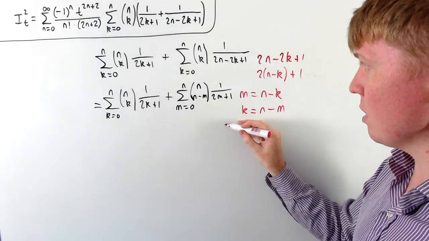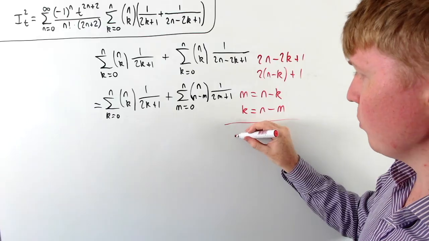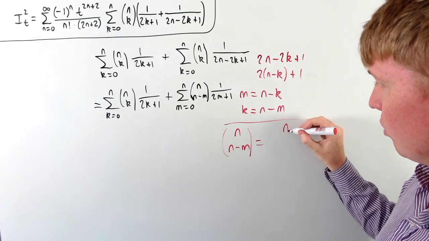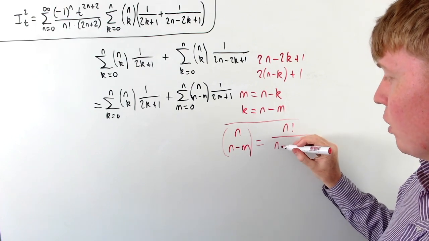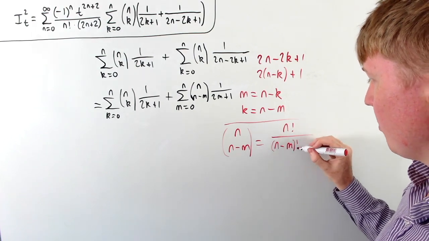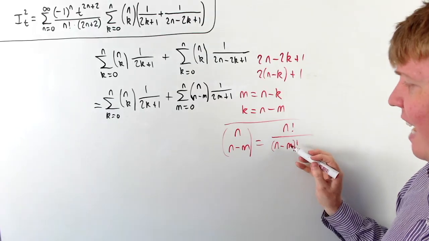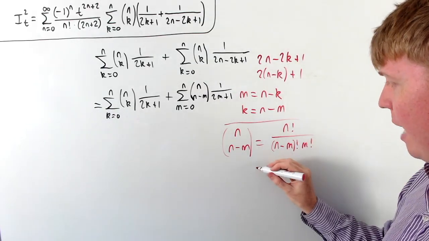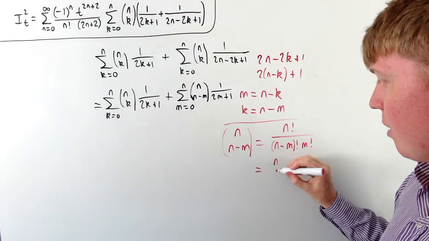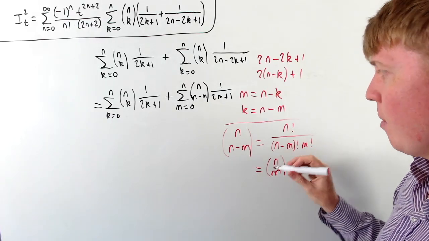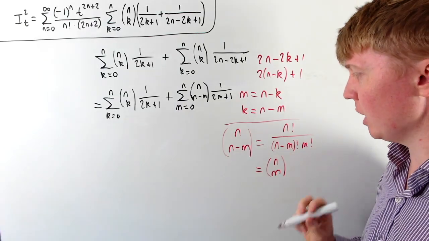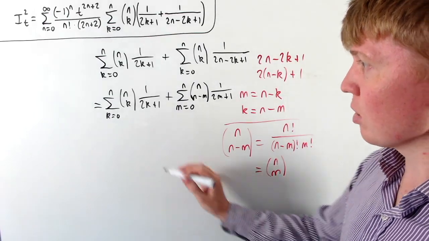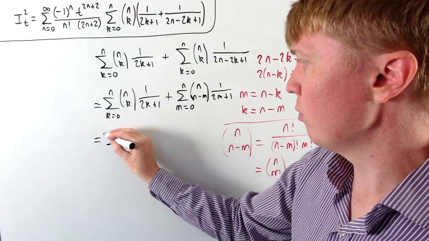And in fact, with this n choose n minus m term, we could go back to the definition of what this means. This is n factorial over n minus m factorial times, n minus (n minus m) factorial would just give us m factorial, which is the same as having n choose m. So we can rewrite this n choose n minus m as just n choose m, which then gives us a really nice expression for our second sum.